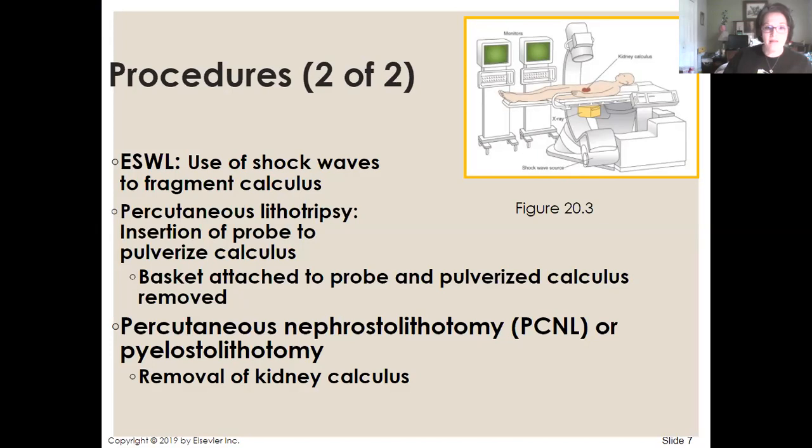Percutaneous nephrostolithotomy, PCNL, or lithotomy, removal of kidney calculus. So you have two different things there, your ESWL and your PCNL. Percutaneous and your ESWL.